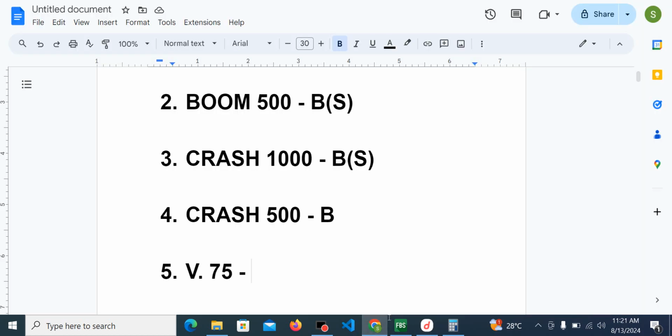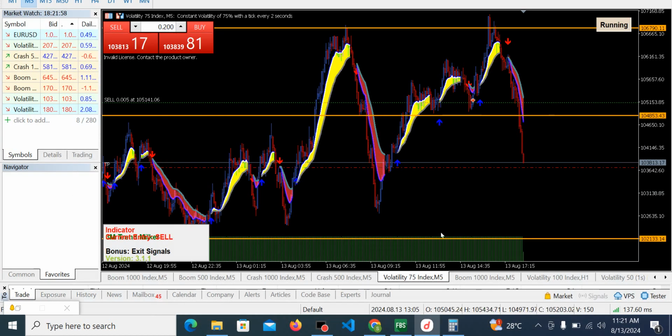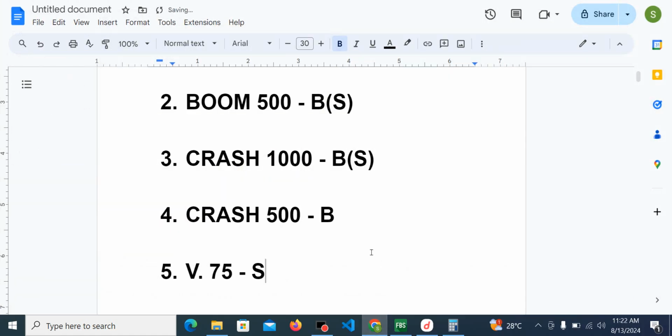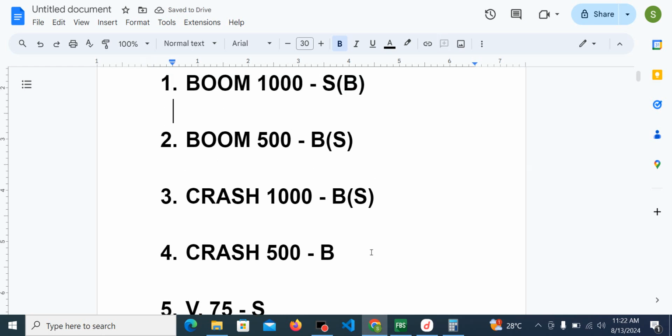Okay, I will be stopping right here. Let's check out Volatility 75. It is selling. So definitely this is going to be selling more. This is very important.